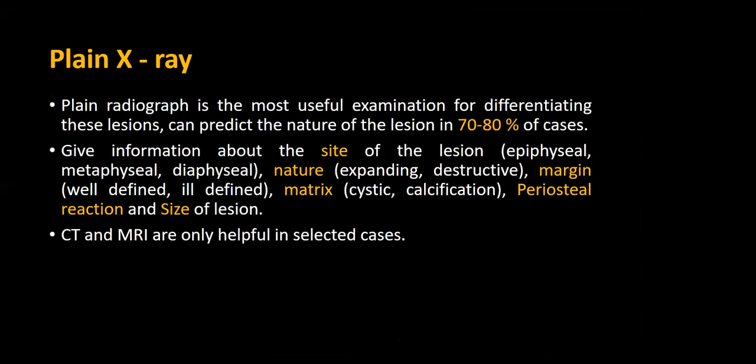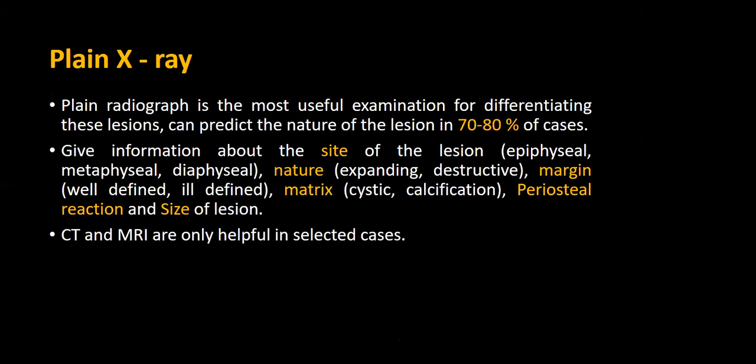We start with the most important imaging modality used in the musculoskeletal system, which is the plain X-ray. A radiograph is the most useful examination in differentiating these lesions. It can predict the nature of the lesion in above 70 to 80% of cases. It gives information about the site, nature, margin, matrix, periosteal reaction, and size of the lesion.